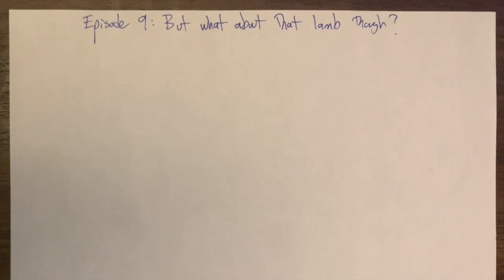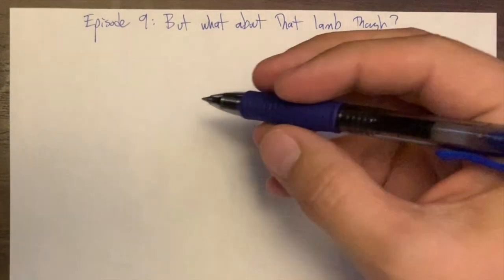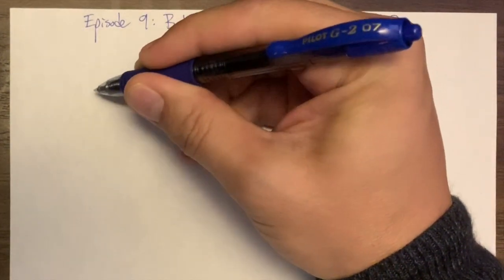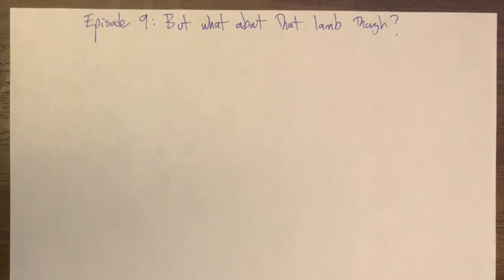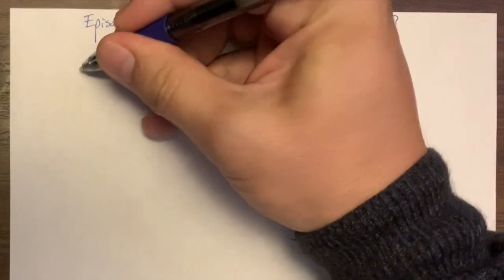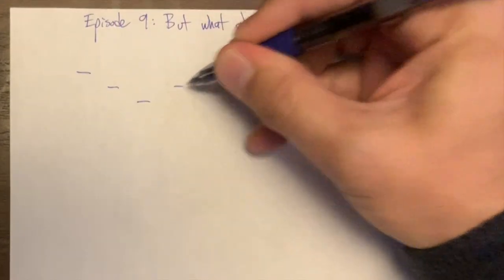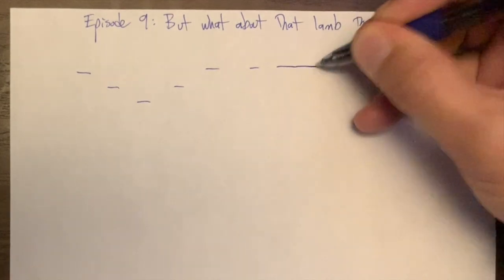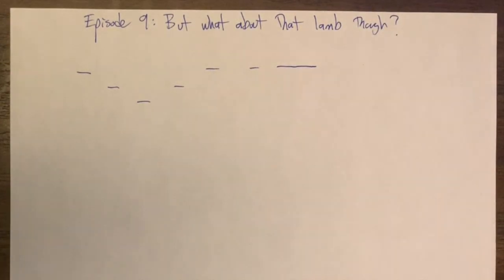But what about that lamb, though? Talk about Mary's lamb, that little lamb. We haven't talked about it in a while. It is the greatest song in English history. And you remember, we did this thing where we sang it, and when I say we, I mean me. I did this. Mary had a little lamb. Let's just take that much.